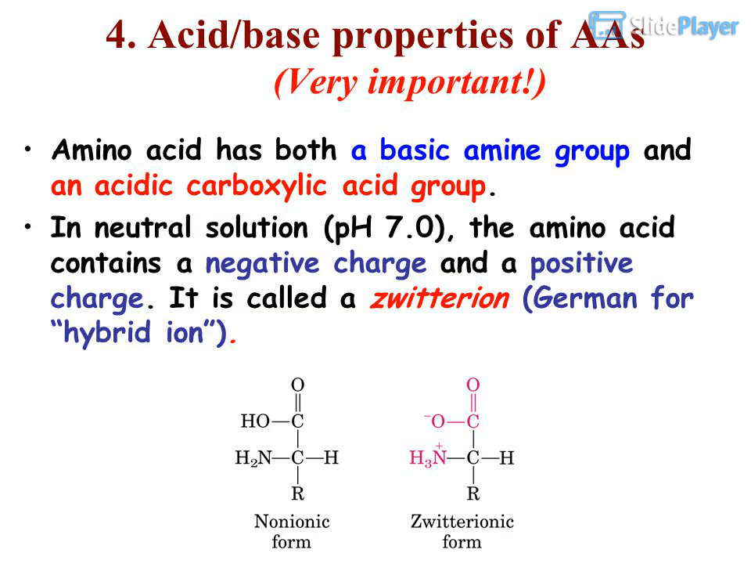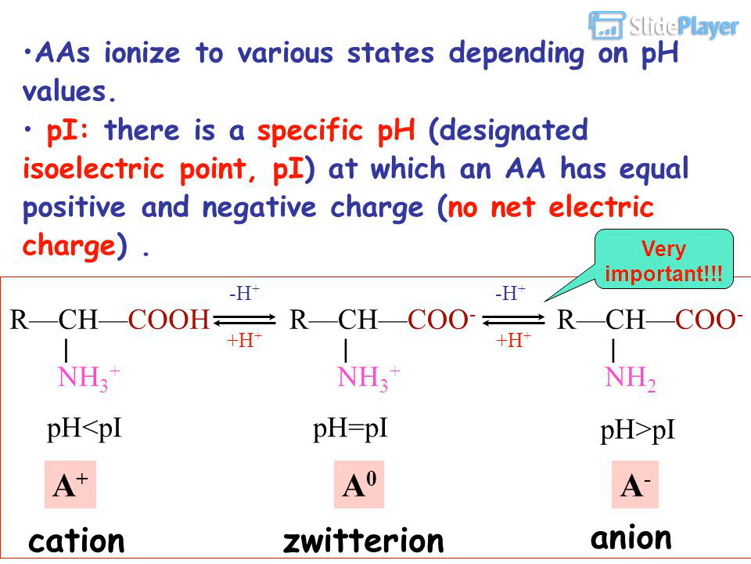4. Acid/base properties of amino acids, very important. An amino acid has both a basic amine group and an acidic carboxylic acid group. In neutral solution, pH 7.0, the amino acid contains a negative charge and a positive charge. It is called a zwitterion, German for hybrid ion. A+, A0, A-: cation, zwitterion, anion.